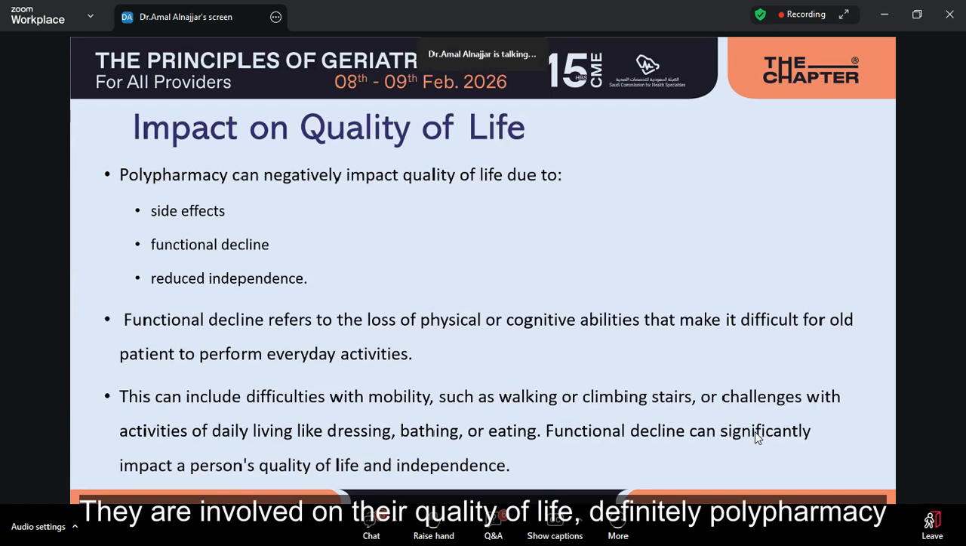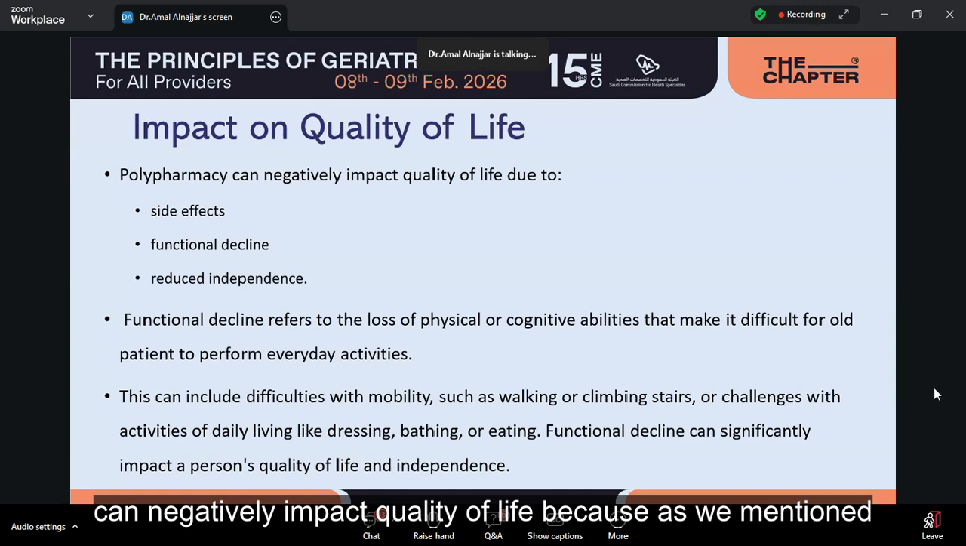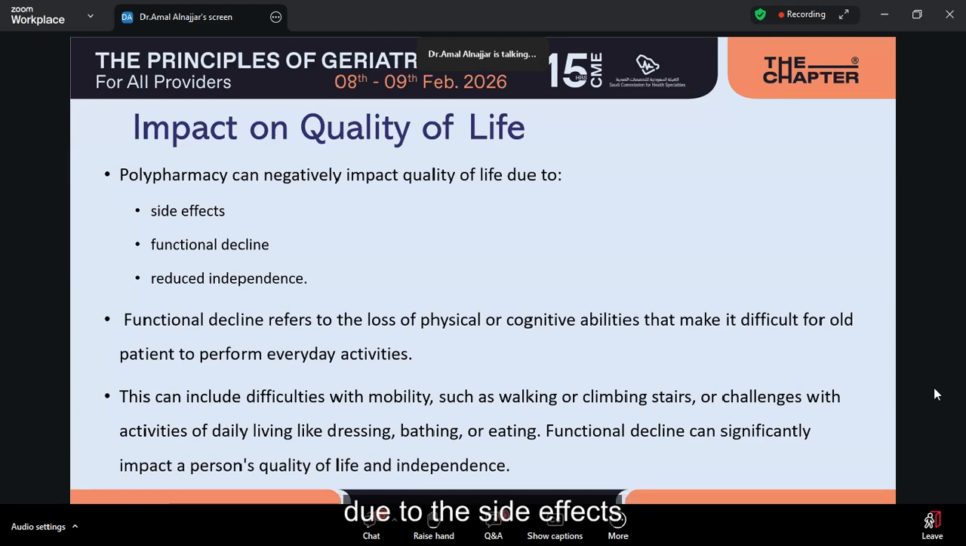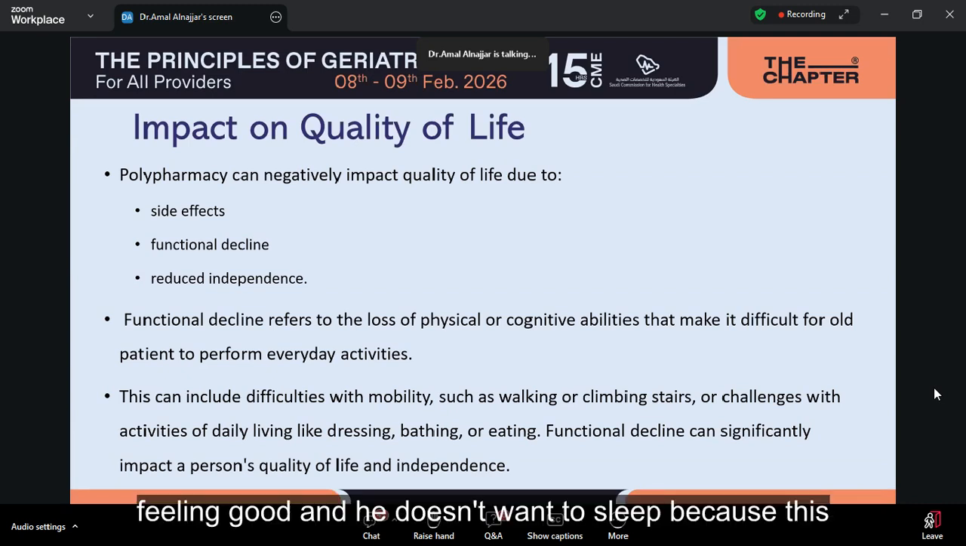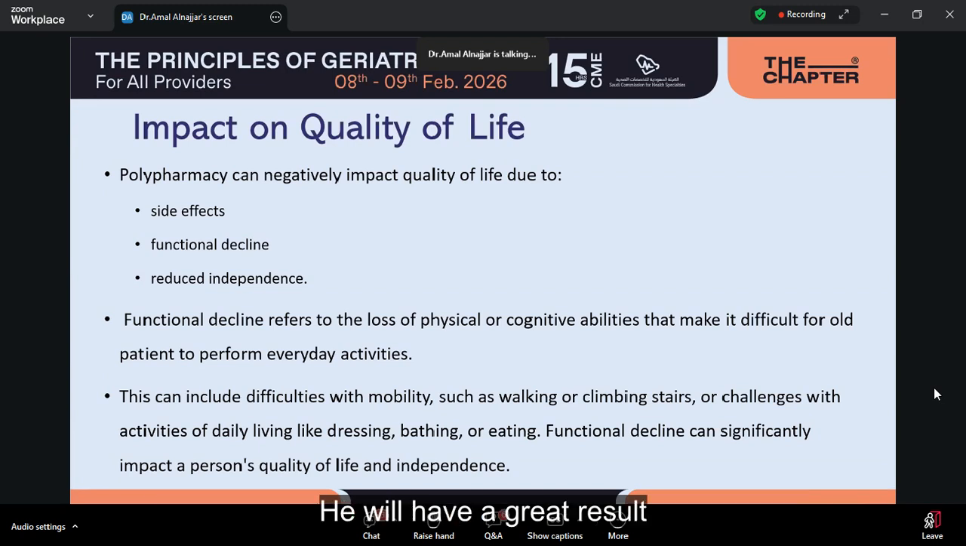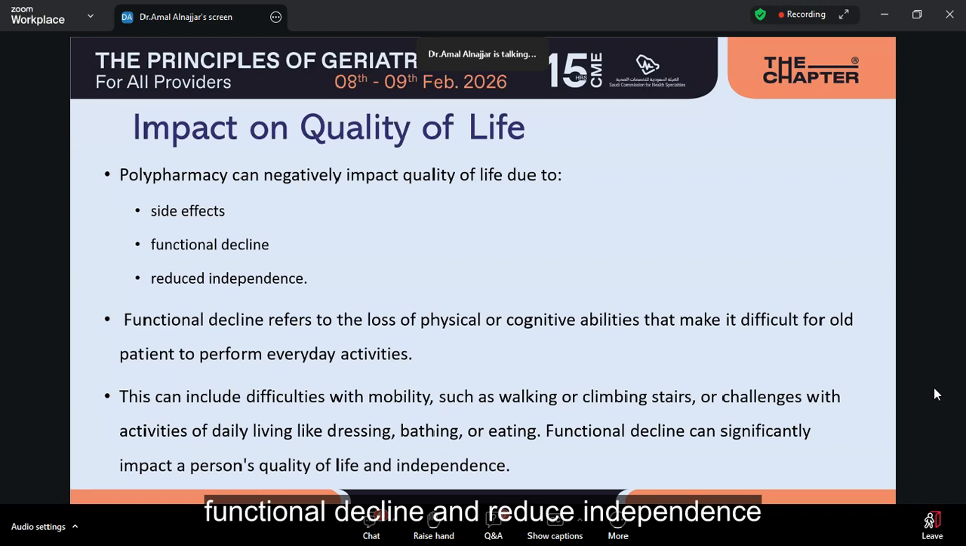The impact on their quality of life: definitely, polypharmacy can negatively impact quality of life, because, as we mentioned, due to the side effects, when a patient is taking certain non-steroidal anti-inflammatory drugs, he starts to have gastric upset and increased acidity, and he is not feeling well. He doesn't want to sleep because this regurgitation will happen, and he delays his sleep. He wakes up the next day feeling lazy, tired and weak, and he might be late for his work. All this is a vicious cycle: functional decline and reduced independence.